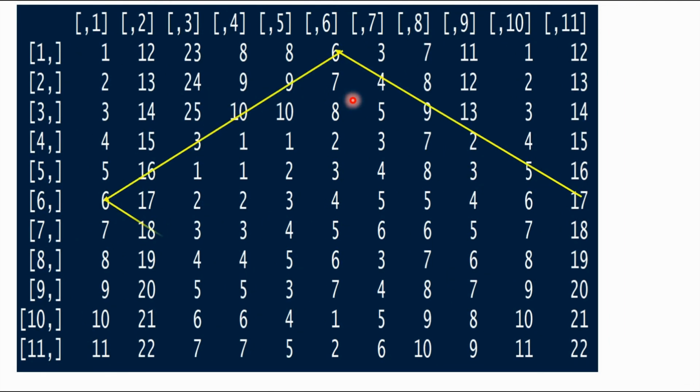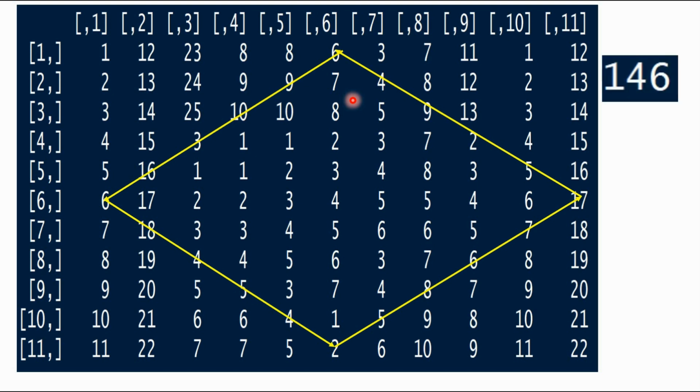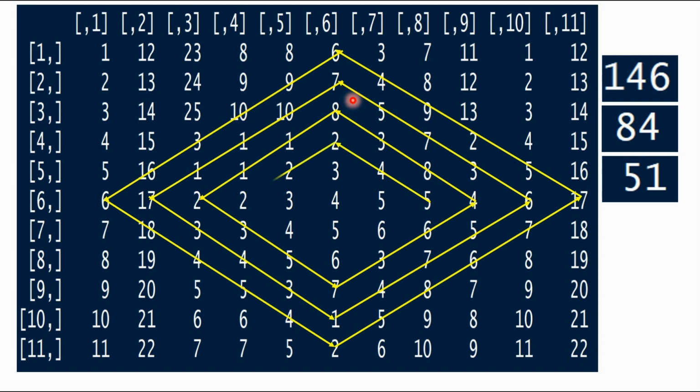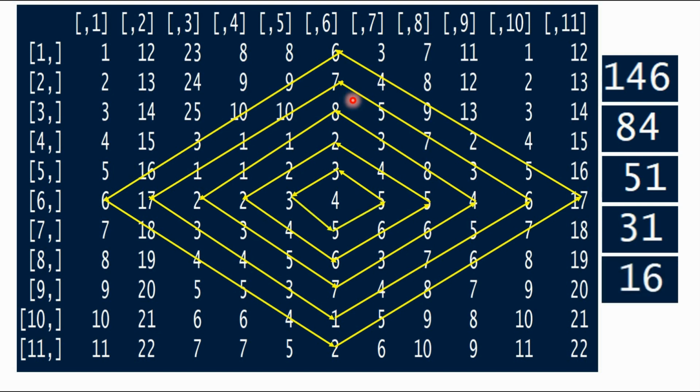Okay, now you may be interested in applying a function to the elements falling on these 4 lines of a diamond shaped structure in a matrix. For example, the summation of these elements is 146. The summation of elements falling on the lines of this diamond is 84. These elements summation is 51. The summation of these elements is 31, and then 16 and 4, of course.